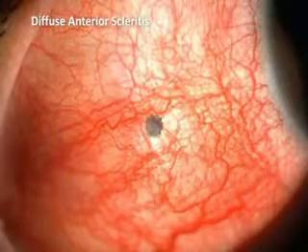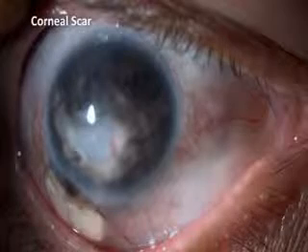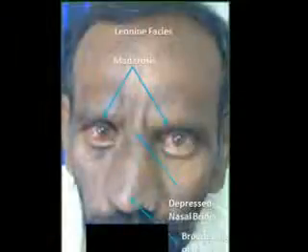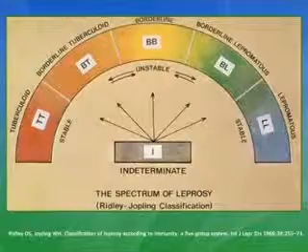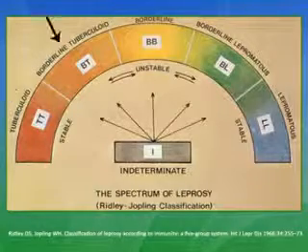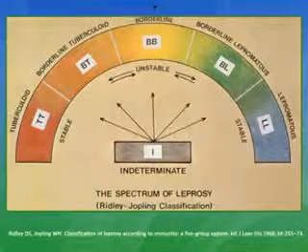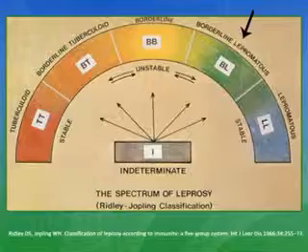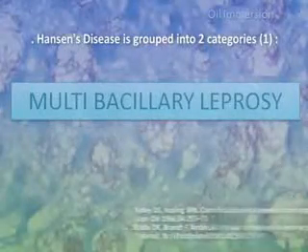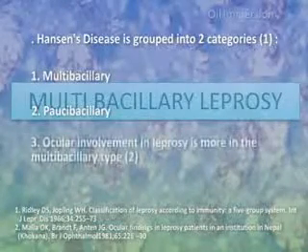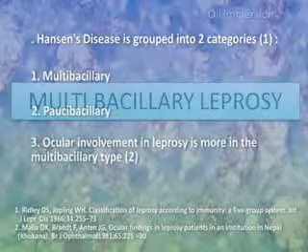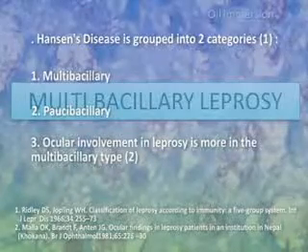Ridley and Joplin have classified Hansen's disease into 5 categories in decreasing order of immunologic resistance to Mycobacterium leprae. These categories are tuberculoid, borderline tuberculoid, borderline lepromatous, and lepromatous leprosy. It has been regrouped for therapeutic purposes into multibacillary or paucibacillary disease. Ocular involvement in Hansen's disease is greater in the multibacillary type.